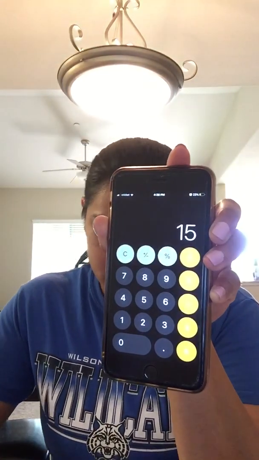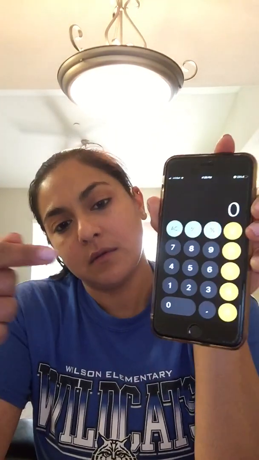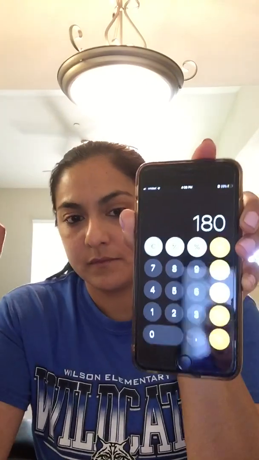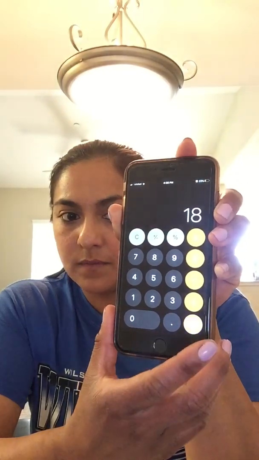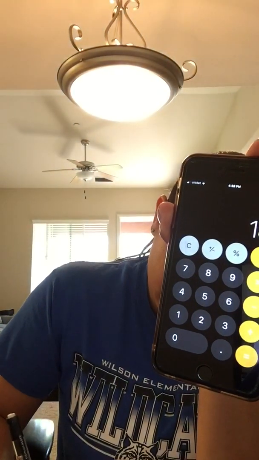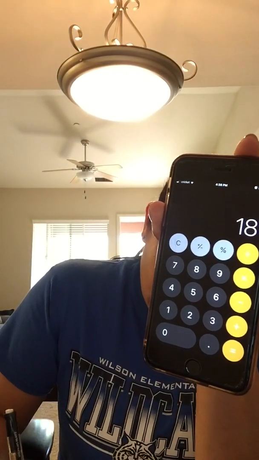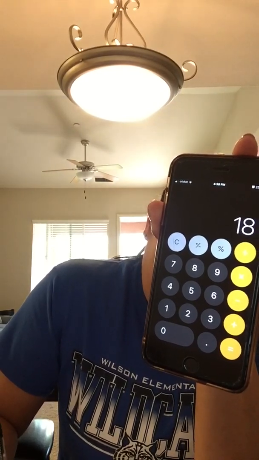Well, let's do it again for the minivan. 180 divided by 10 equals 18 miles per 1 gallon.